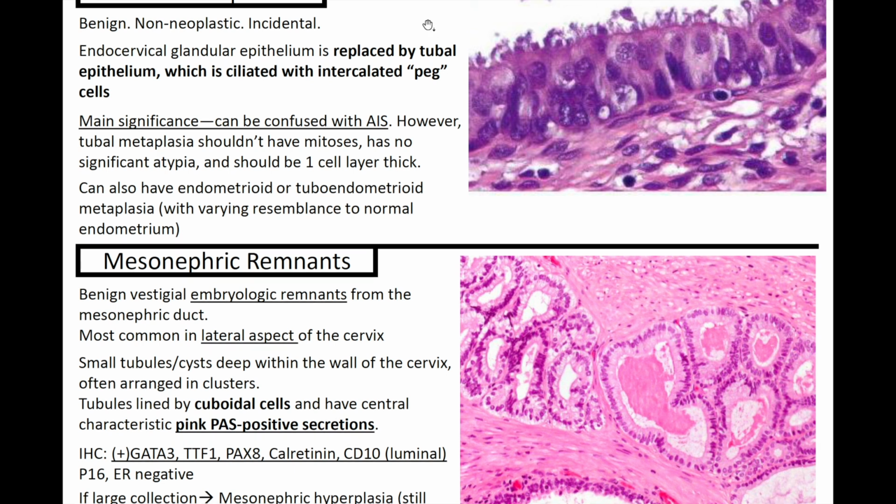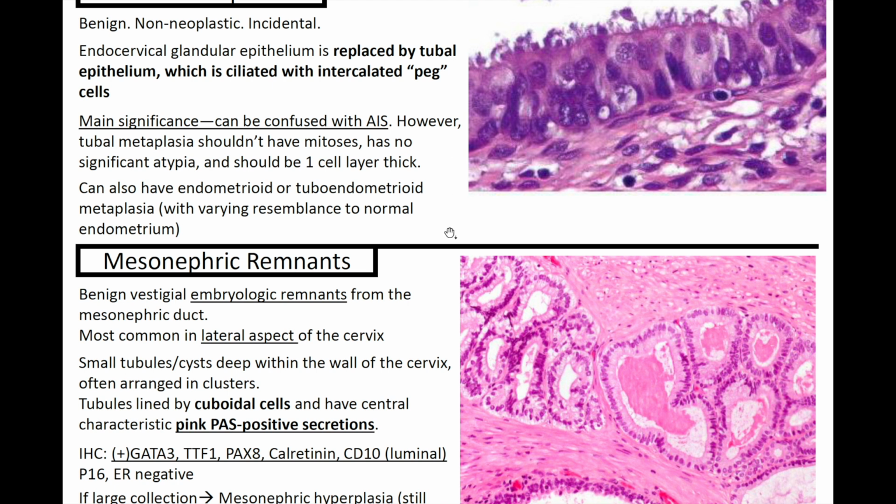And next category is tubal metaplasia. Another benign entity that is incidentally found. You'll have endocervical glandular epithelium replaced by tubal epithelium, which you know it's tubal because it's ciliated with the intercalated PEG cells. The main significance of tubal metaplasia is that it can be confused with AIS. However, tubal metaplasia shouldn't have any mitoses, and it has no significant atypia and should only be one cell layer thick. You can also have endometrioid or tuboendometrioid metaplasia with varying resemblance to normal endometrium.